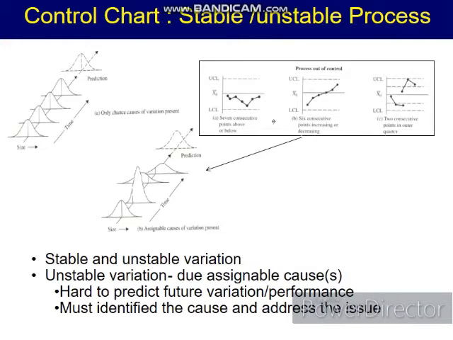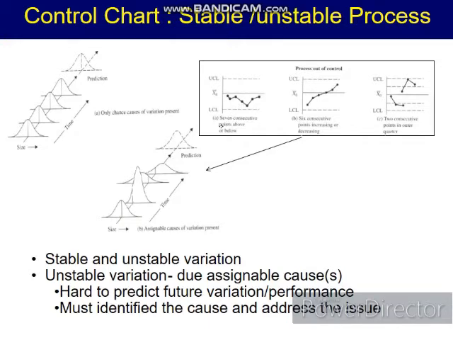So these are three additional criteria that indicate whether the process is in control or out of control. The first one is that all data must be within the upper and lower control limits.